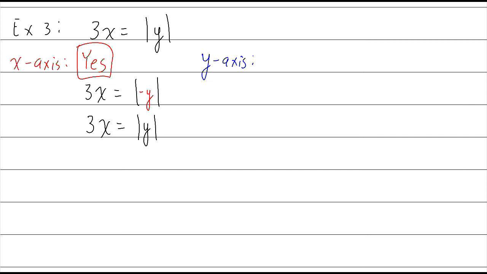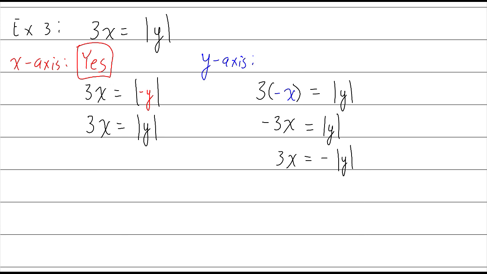Okay, remember you change x to a negative x. That's going to give me a negative 3x here, equals the absolute value of y. It's not the same. Even if I divide both sides by negative 1 and make 3x positive, that negative still transfers to the other side, right? So they're not going to be the same. So I would say no, not symmetric with respect to the y-axis.